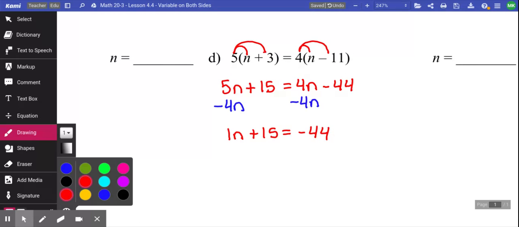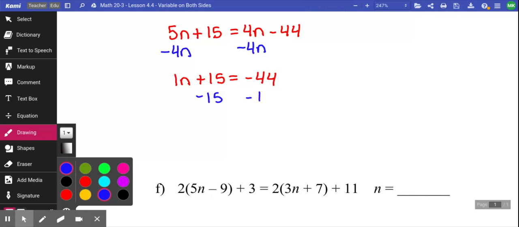Now, I put a 1 in front of the n just so it's very clear you can see there's a 1 there. You don't have to do that. If you just put n, that's fine. But I like to see that 1. So I put a 1. Cool. Now I move the 15. So I subtract 15 from both sides.